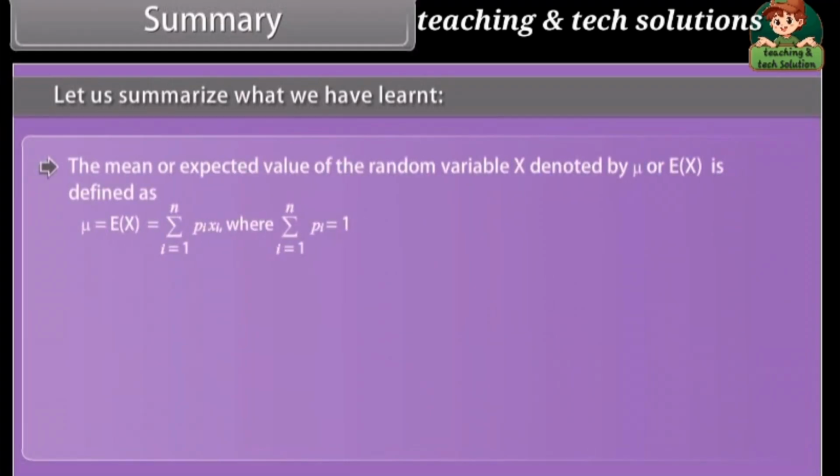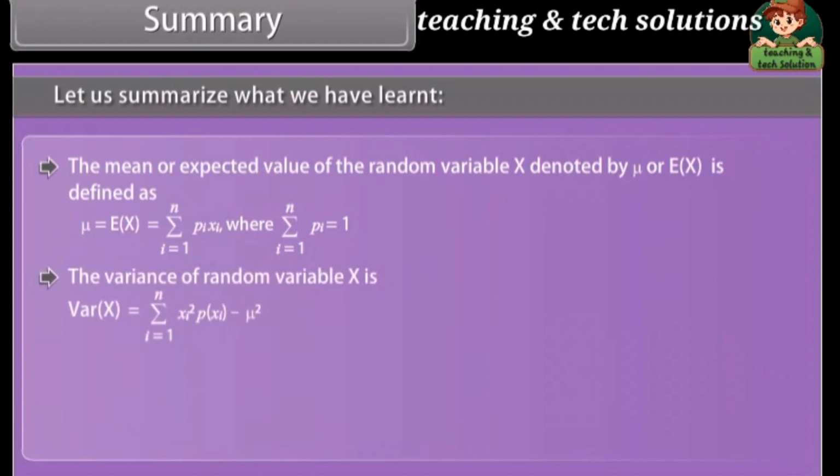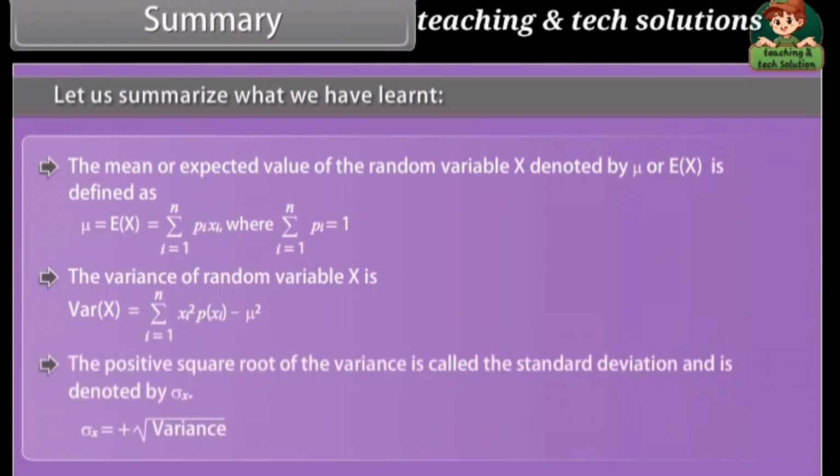the mean or expected value of random variable x denoted by mu or E(x) is defined as follows. The variance of random variable x is defined similarly. The positive square root of the variance is called the standard deviation and is denoted by sigma x.